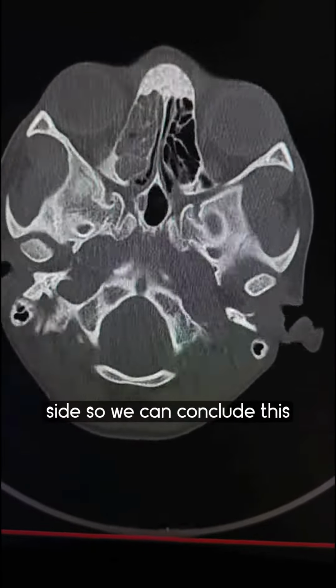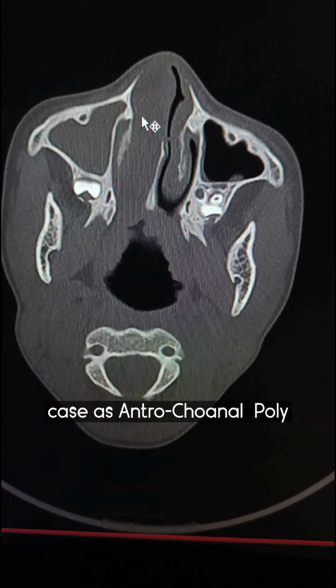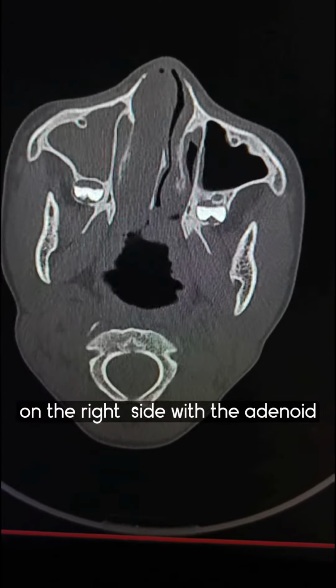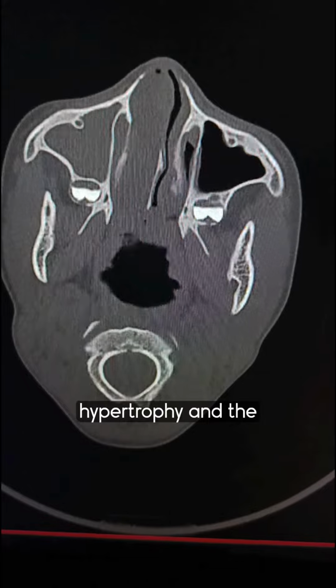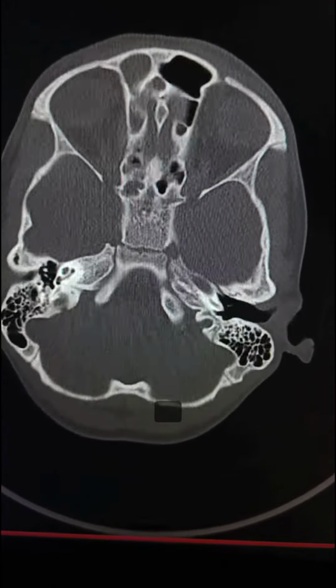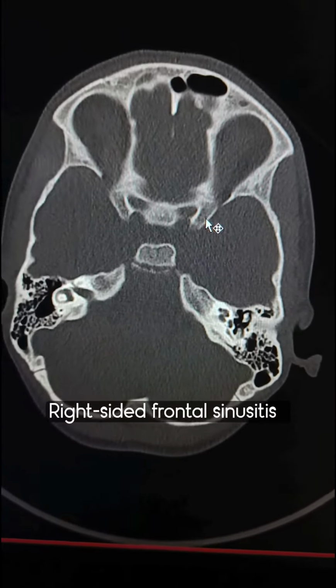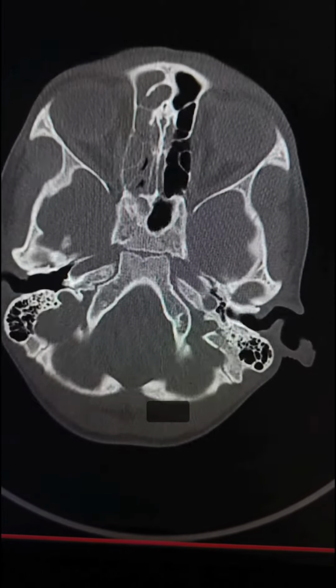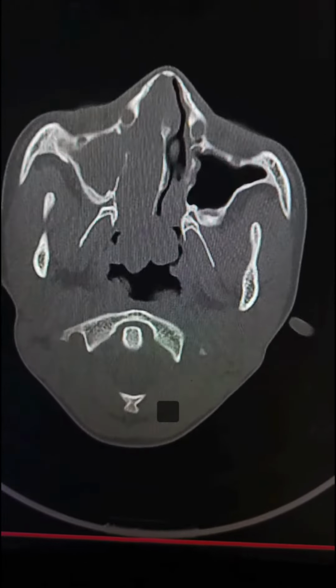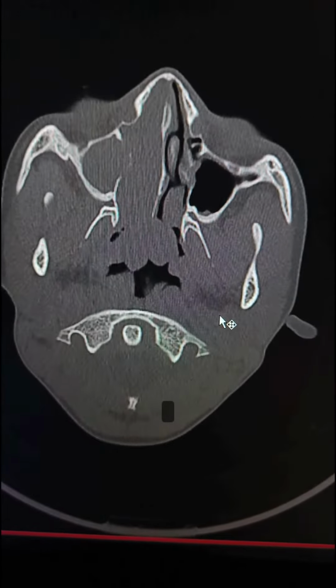So we can conclude this case as antrochoanal polyp with adenoid hypertrophy and, sorry, right-sided frontal sinusitis, ethmoid sinusitis, sphenoid sinusitis with the right-sided antrochoanal polyp.